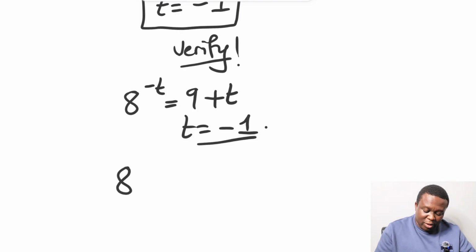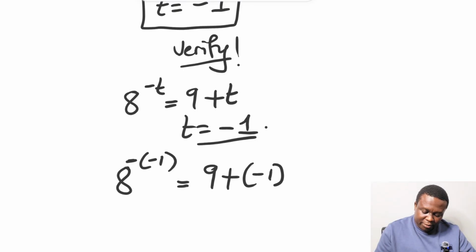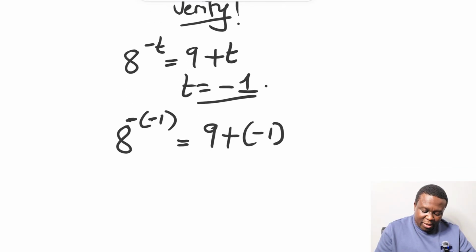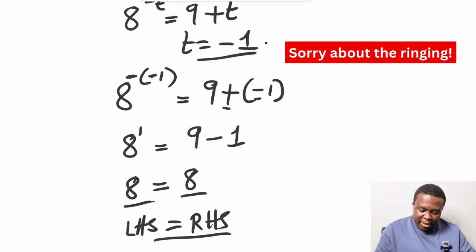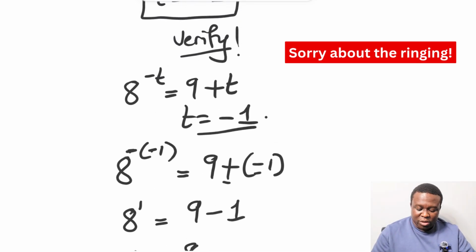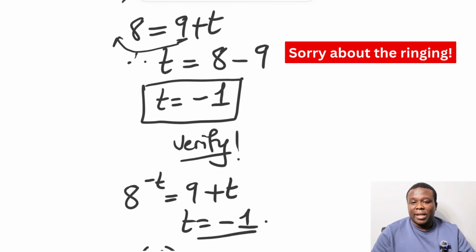So we have 8 raised to the power minus minus 1 equals 9 plus minus 1. Minus times minus will give us plus. So this becomes 8 raised to the power 1. 9 plus minus will give us minus 1, so 8 is equal to 8. Therefore, the left-hand side is equal to the right-hand side. So therefore, the answer to this question, t equals minus 1, is correct.